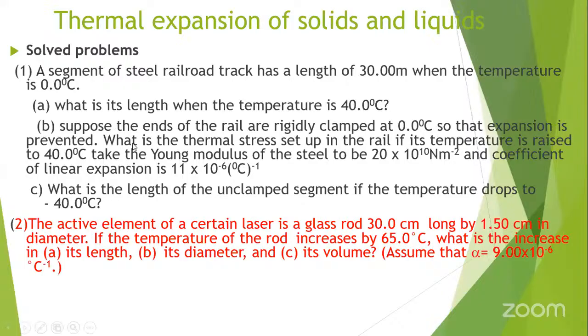Yes, sir. Okay, they said suppose the ends of the rail are rigidly clamped. That is, you have a rail. Let me use normal English so you understand. You have a rod that is laid on the road for your train to pass, but you now clamp it. That is, you clamp it down so that when the temperature increases, it will not expand. You clamp the first end and you clamp the second end. Now they are asking you to calculate the thermal stress that the rod will be passing through.